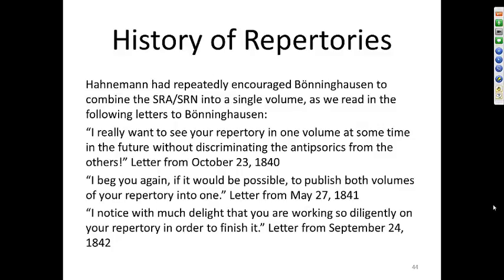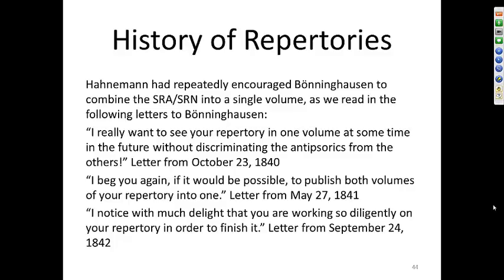So we've got these two repertories, the SRA and the SRN, the Systematic Repertory of Antipsoric Medicines and the Systematic Alphabetical Repertory of Non-Antipsoric Medicines. And so Hahnemann begins to encourage Bönninghausen to combine these two together. He says, let's put these two together. And here are some following letters that he writes to Bönninghausen. So Hahnemann on October 23rd, 1840 writes, "I really want to see your repertory in one volume at some time in the future without discriminating the antipsorics from the others."